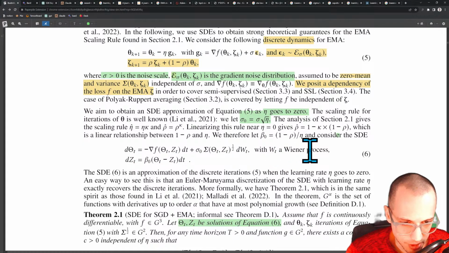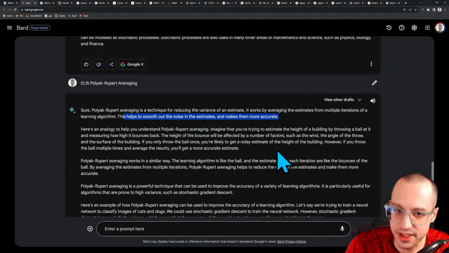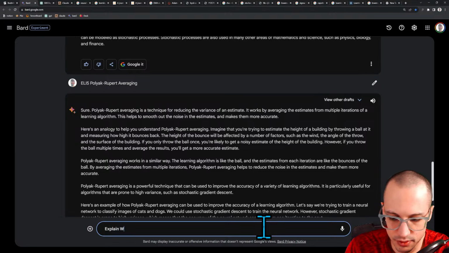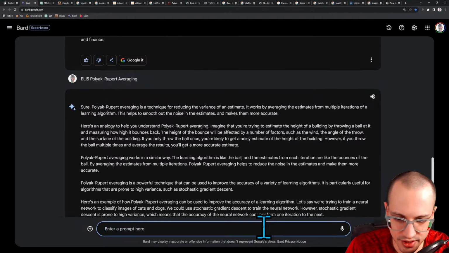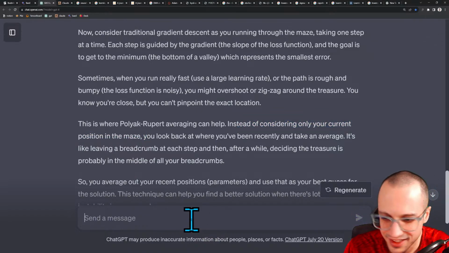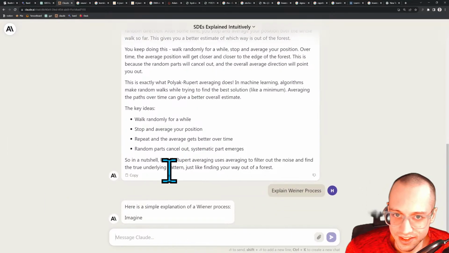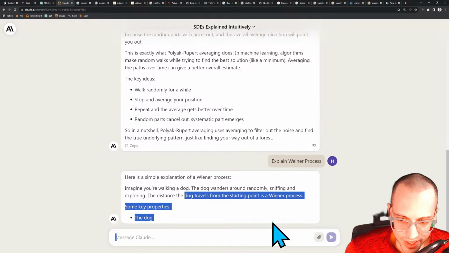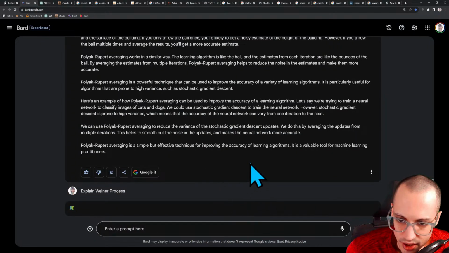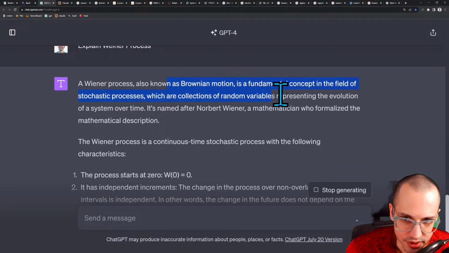A Wiener process, in my mind, is just a stochastic, kind of like a Brownian motion. That's what I think of in my head, but let me see if that's correct. It's getting dense. Explain Wiener process. Is this PG-13? Am I allowed to type that into Google? Am I going to get banned? I feel like Claude might not like it. Let me see. Dog wanders around randomly. Yeah, so it's basically just like a random walk. Brownian motion. Okay, so it's literally Brownian motion.